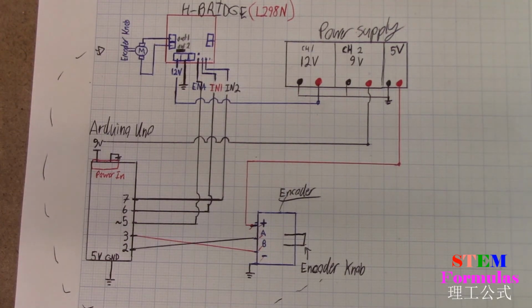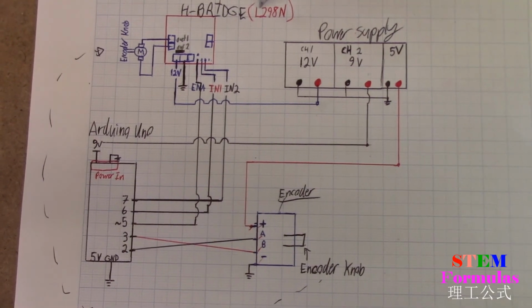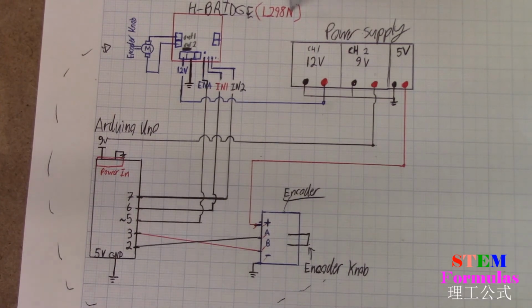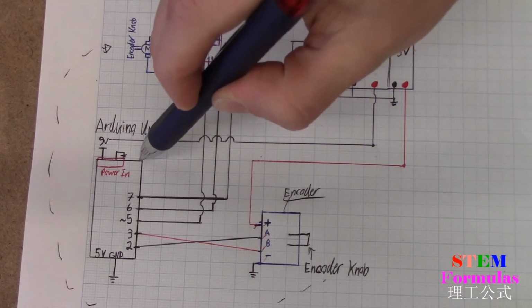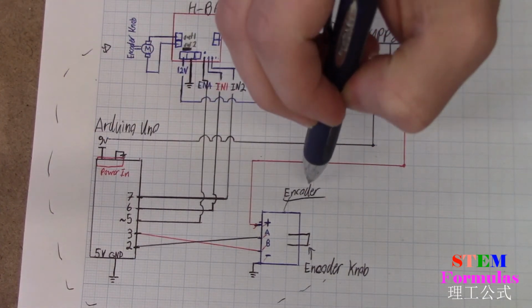Now, first and foremost, we are using an H-bridge here. So we're using the L298N. You can find these at your electronics store or even on Amazon or possibly on Alibaba or whatever. So this is what we're using. We're using a power supply that has 2 channels and a constant 5 volts here. And we also have an Arduino Uno right here, and we also have our encoder here.